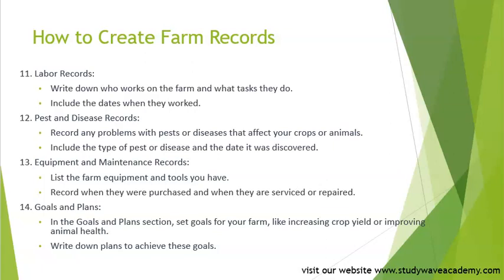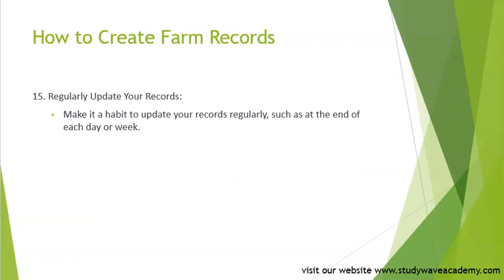Goals and plans. In the goals and plans section, set goals for your farm, like increasing crop yield or improving animal health. Write down plans to achieve these goals. Okay? Then regularly update your record. Make it a habit to update your records regularly, such as at the end of each day or week. Okay, so this is how you create farm records.